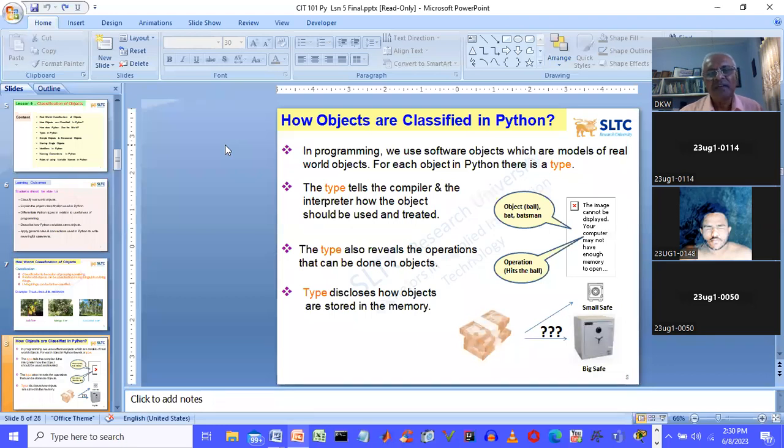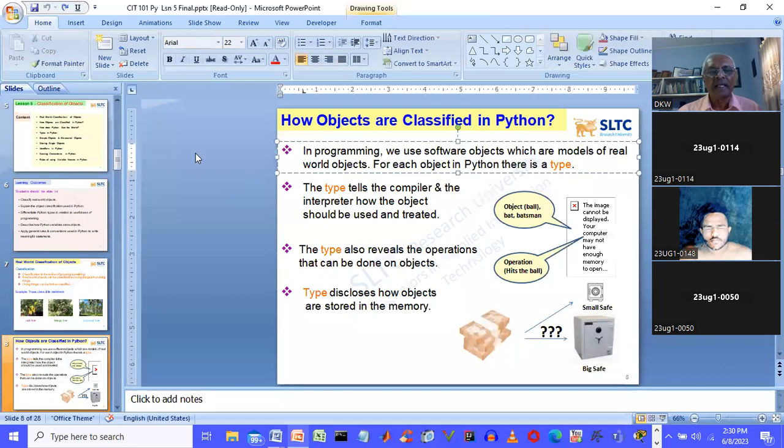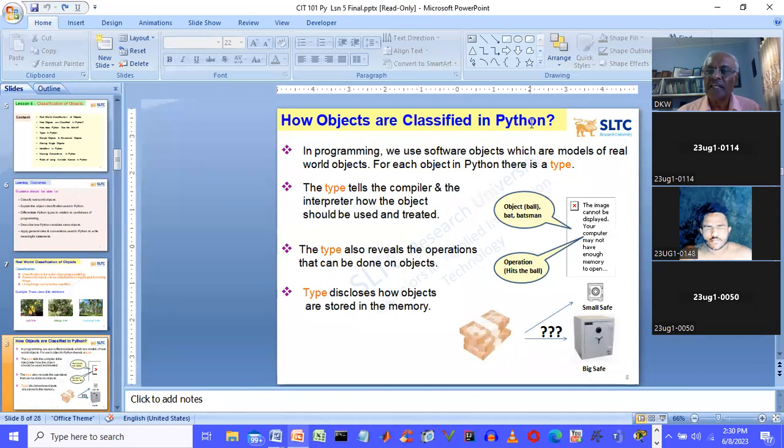So a computer has virtual objects as well as physical objects, right? Physical objects are called hardware, virtual objects are called software. Those are the two things we use when it comes to computer programming or computing. Right. How are objects classified in Python?